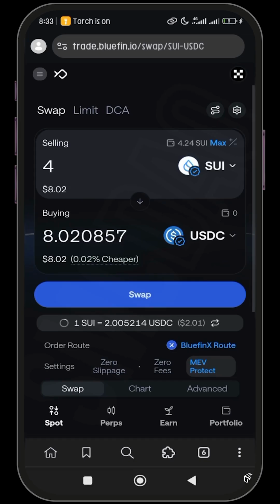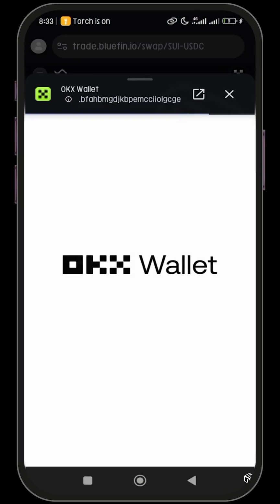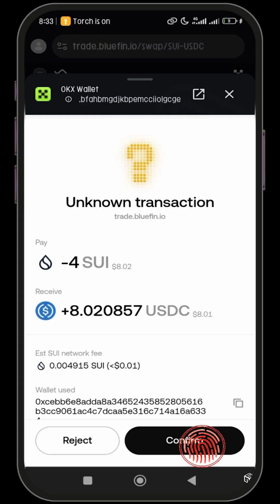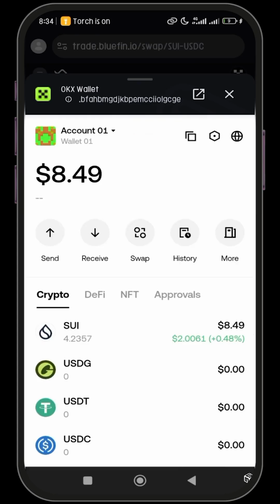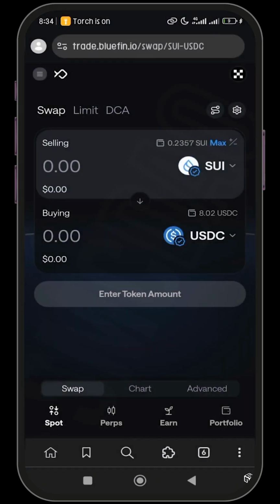Now just click on swap. Then approve on your wallet. Now just tap on confirm. Now let's go back. So we have successfully swapped the Sui to USDC. Now you can see we have 8.0 USDC. So that's how to swap on Bluefin.